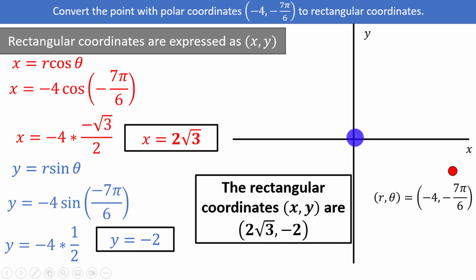We can either go out 2 square root 3 units to the right and 2 units down in order to reach the point, or we can go -4 units in the -7 pi over 6 direction in order to reach this point.